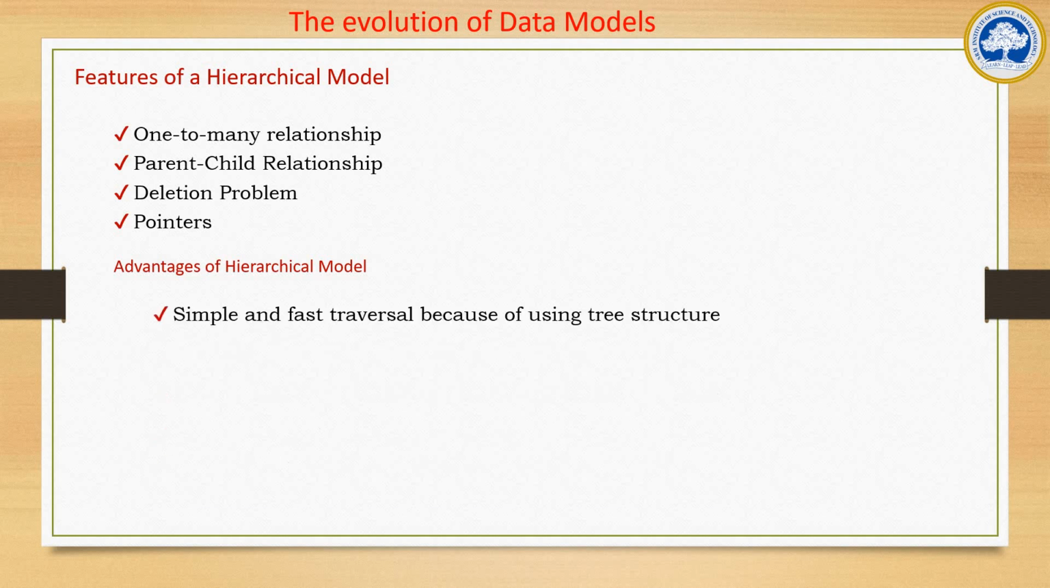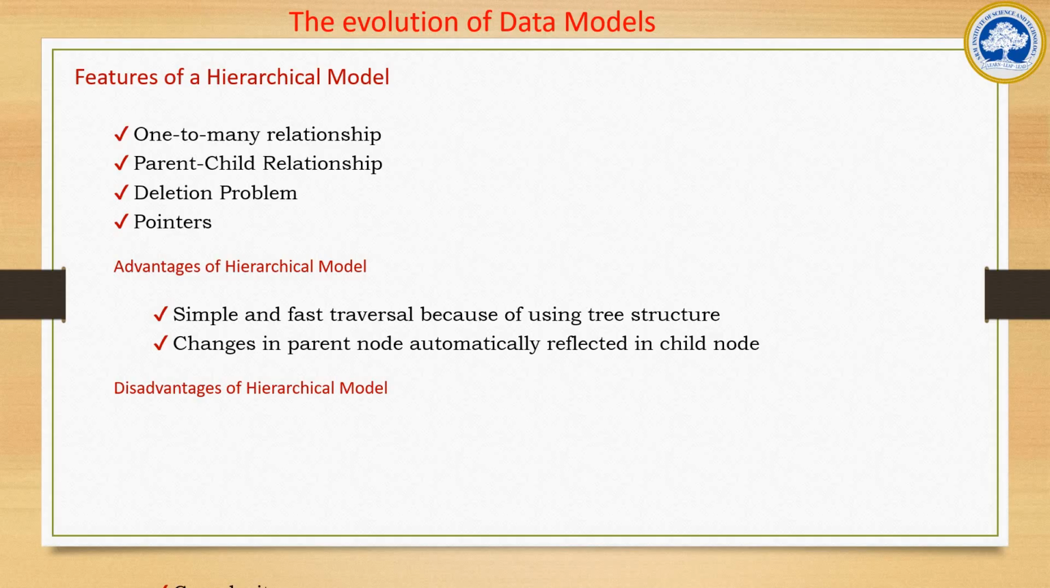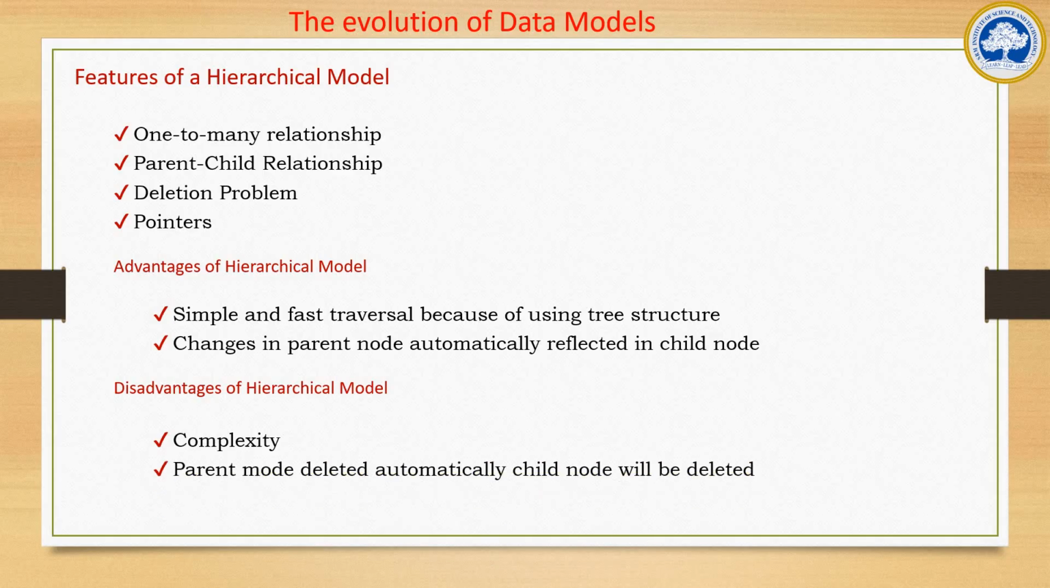What are the advantages of this model? The first thing is that it is very simple and we can do fast traversals because of the tree structure. And any changes in the parent node are automatically reflected in the child node. The disadvantages are the complexity when the data size becomes bigger, and when the parent node is deleted, the child node automatically becomes anonymous. That is a very difficult thing to handle in this model.